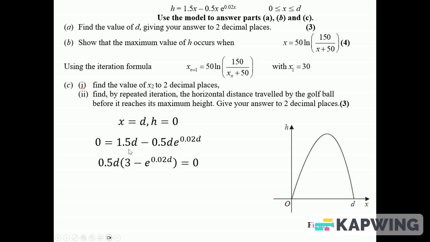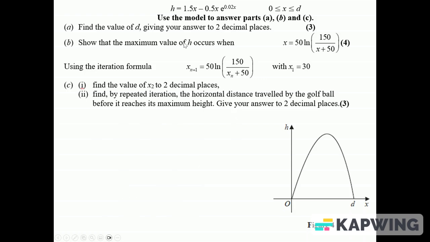To get it out as a factor, I'm left with 3 minus 0.5 as well. So 3 lots of 0.5 is 1.5. I'll take the d and the 0.5 just to leave the e to the 0.02d. So this bracket needs to be 0 because d is not 0. So the e to the 0.02d is 3. 0.02d is ln 3. That gives me d is 50 ln 3, and it wants it to 2 decimal places, so 54.93.